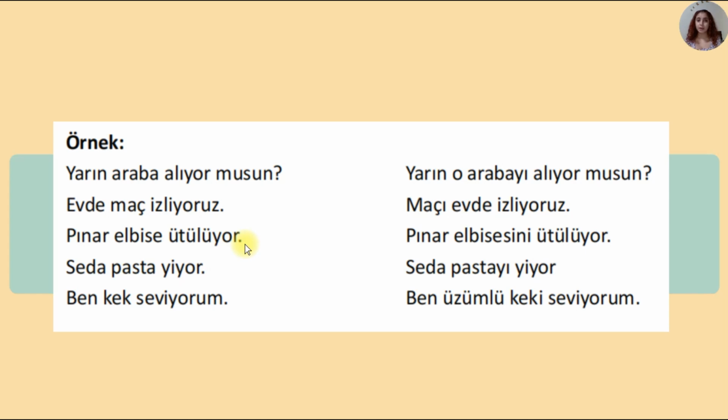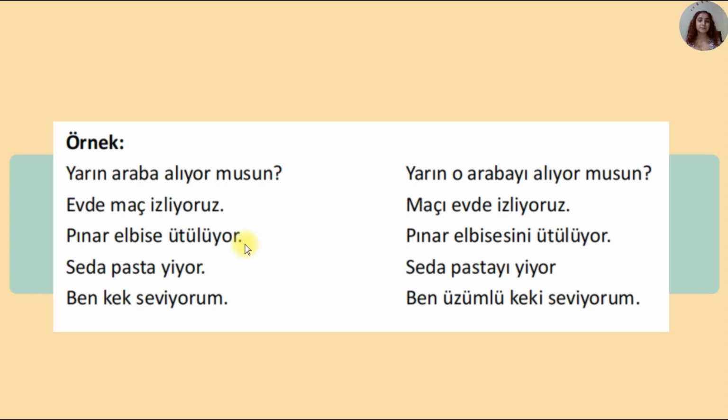Elbisesini ütülüyor. And why it is not elbisesiyi ütülüyor? It is important question. Elbisesini because of the possessive context. And do you remember N was possessive context helping letter? Y is mainly the most common helping letter, but do you remember in possessive case we said N is your helping letter in possessive context. That's why elbisesi, her dress, requires this N helping letter.